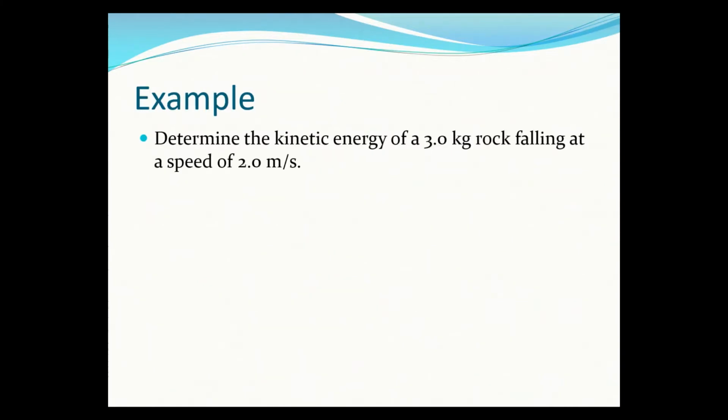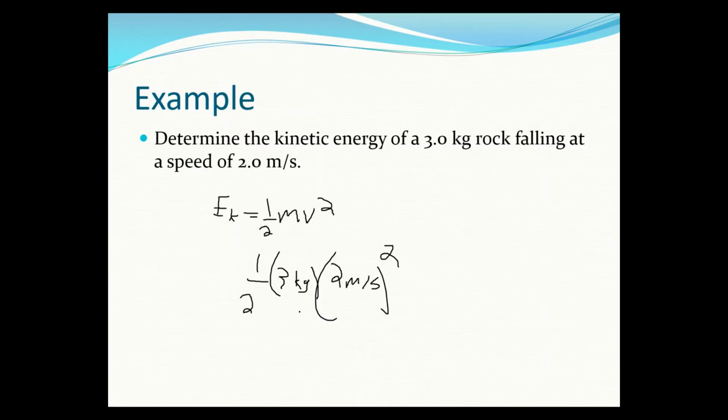Determine the kinetic energy of a 3 kilogram rock falling at a speed of 2 meters per second. Okay, so this is so easy. I can just do it on the screen here. EK equals 1/2 mv squared. So 1/2 times our mass, which is 3 kilograms, times 2 meters per second, and we have to square that. You can even do this in your head. 2 squared is 4. 4 times 3 is 12, divided by 2 is going to be 6.0 joules, and we don't have to worry about direction. Easy. Science 10 stuff.